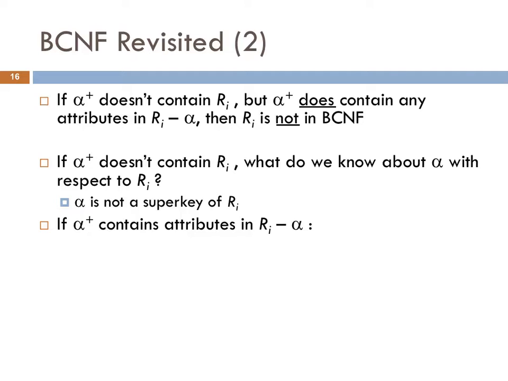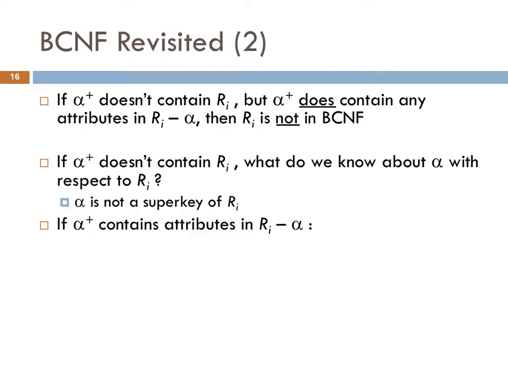This is where it gets gross. Let me ask you this question first. If we had a dependency, alpha functionally determines beta, and I told you it's a trivial dependency, we know something about the relationship between beta and alpha, right? If alpha functionally determines beta, and I tell you the dependency is trivial, then beta is a subset of alpha, right? We know that those dependencies always hold, so we kind of have to get them out of the way. So if alpha plus contains attributes in R minus alpha, so notice I'm subtracting out alpha.